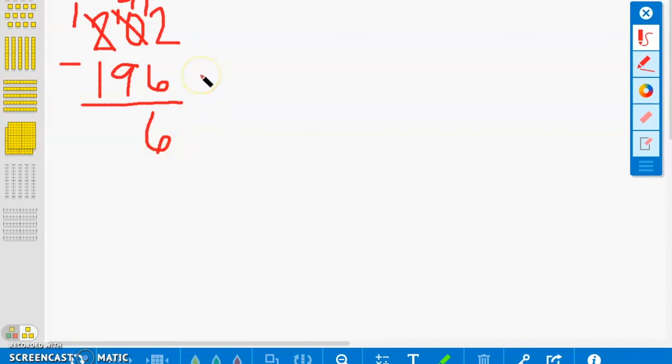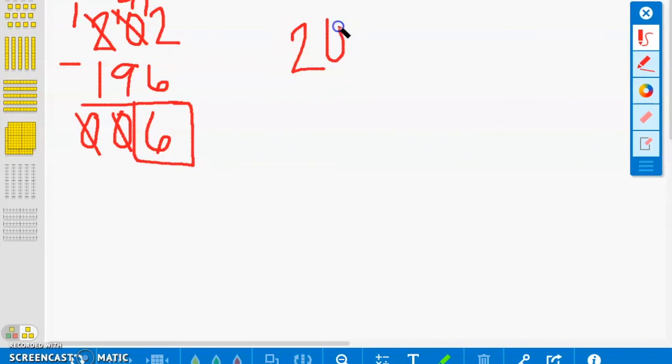So then you go back over and you look at the tens place and then you see that 9 take away 9 is nothing, and 1 take away 1 is nothing. So 6 is your answer. 202 minus 196 equals 6.